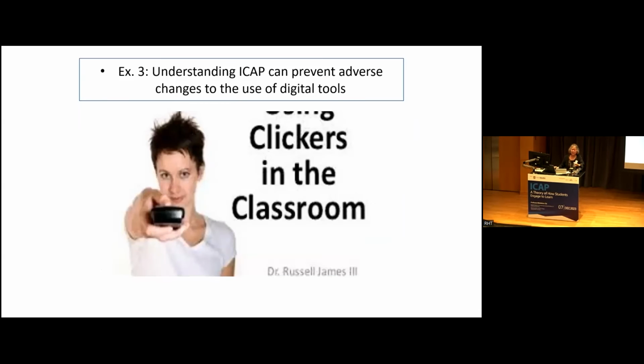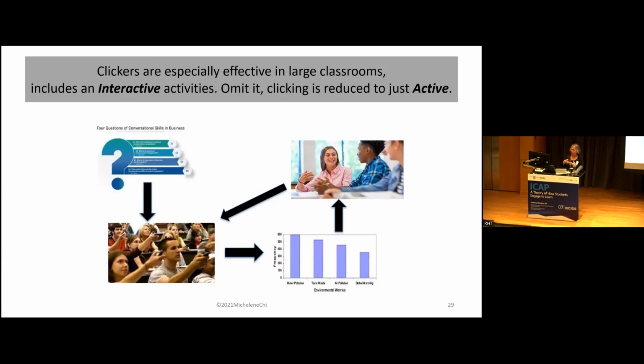Okay, here's a third example: if you understand ICAP, it can prevent adverse changes to digital tools when you use them. A very common tool is clickers in a classroom. Clickers in a classroom have 5 components, right? You answer some questions, and then you see the bar, and then based on what answer you give, you interact with your peer, and then you re-click again. So that's advantageous. It's been written about in science education at the college level as very advantageous, in part because there's this collaborative component.